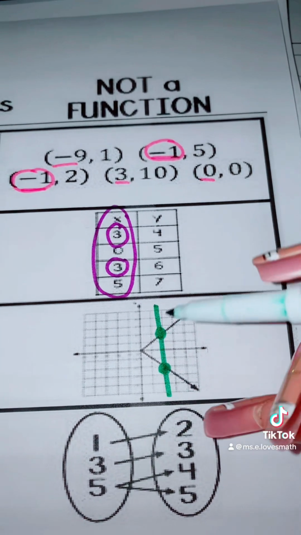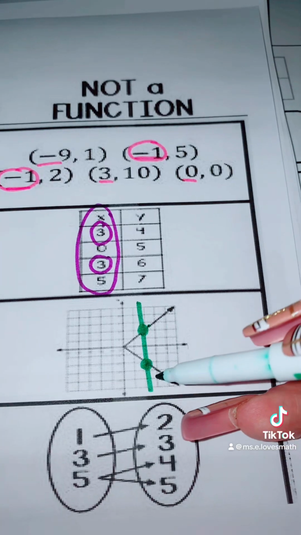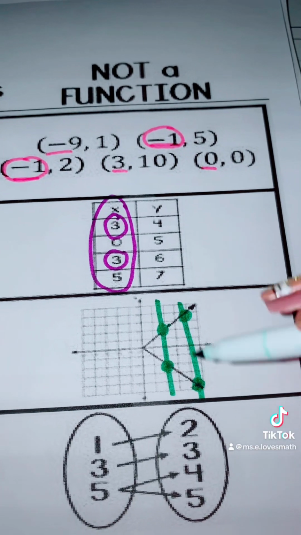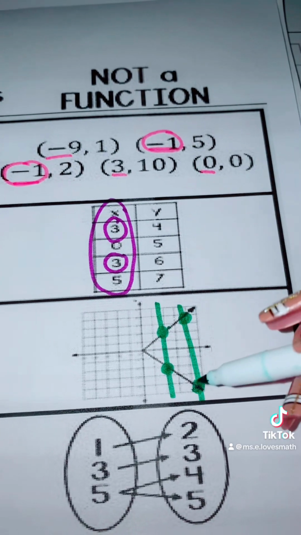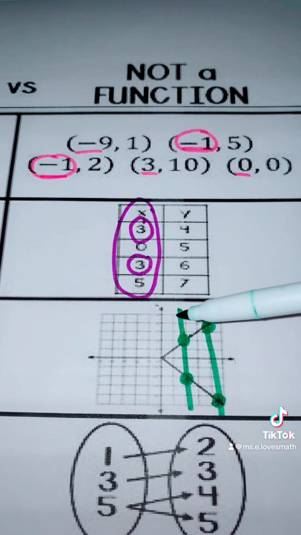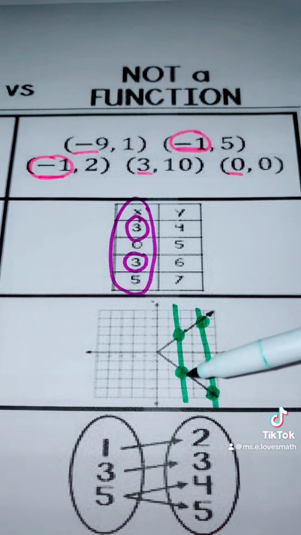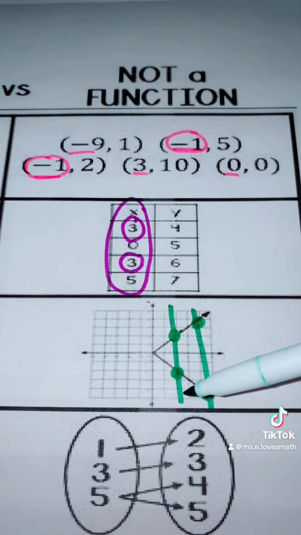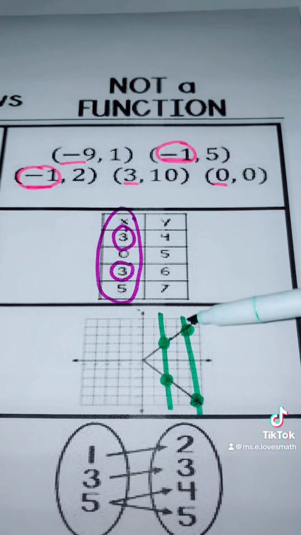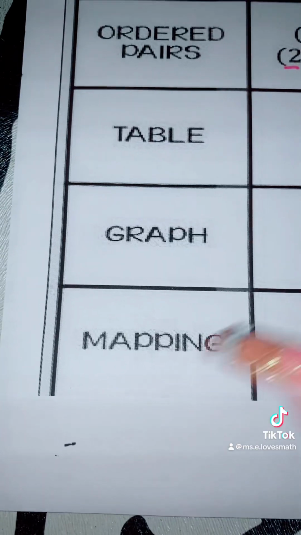Now, in this one, I drew one line, one test, and I hit twice. I started a new test and drew another line and I hit 1, 2 times. This is not a function because on each vertical line, I hit more than one time. Again, each line is its own test. So this test has 2 hits. This test has 2 hits, not a function.